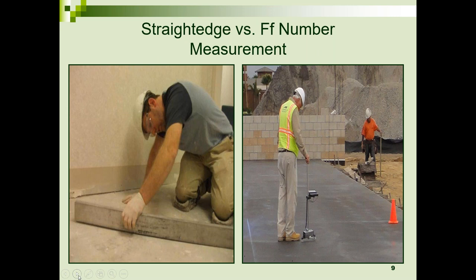As far as measuring flatness, there are two methods. On the left, we see the tile contractor with his straight edge. That's a qualitative measurement. He's looking for daylight underneath the straight edge, whereas on the right is a more quantitative method, where the GC or concrete contractor has employed an engineering firm to precisely measure deviation from plane. So these are the two ways of evaluating flatness of the floor.